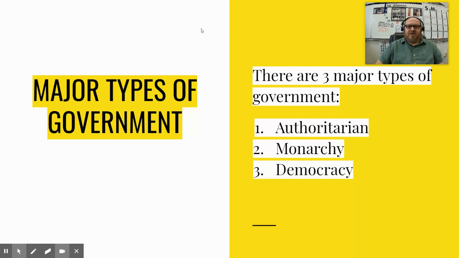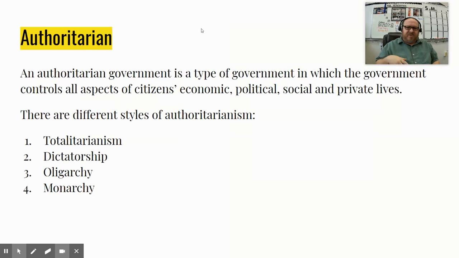Okay? So there are three major types of government. There's authoritarian, monarchy, and democracy. So an authoritarian government is a type of government in which that government controls all aspects of its citizens' lives. So their social life, their private life, their economic life, their political life. They're told exactly, pretty much, where to live, who to live with, what they're going to do for work, what they're going to learn at school, who they're going to hang out with, what political party they're going to be part of, what their beliefs are going to be, and all kinds of things like that.